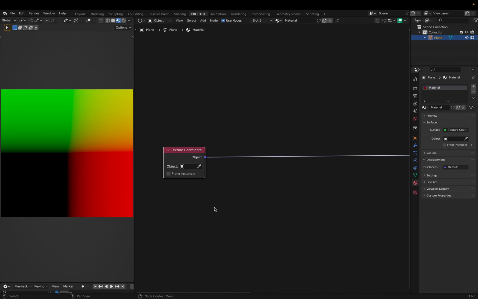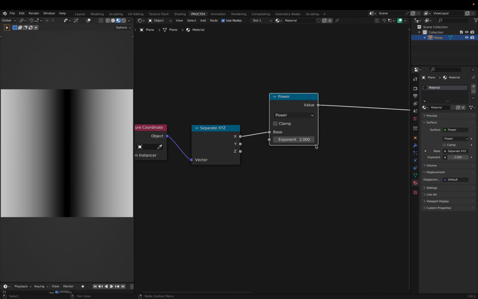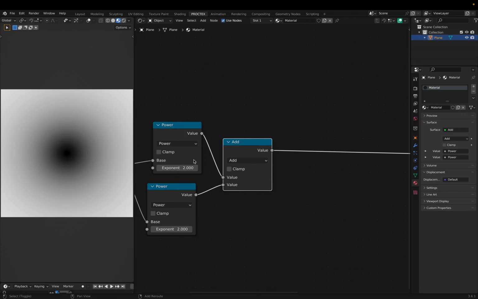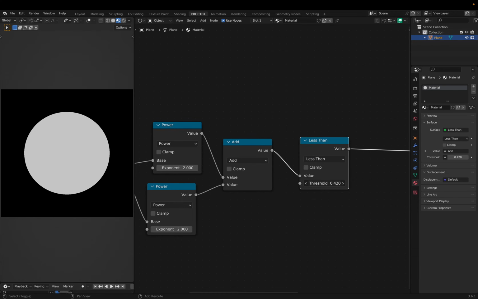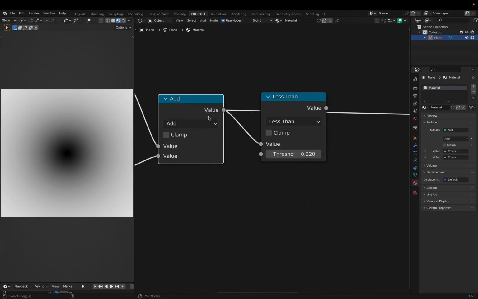There are two main ways to make a circle. Number one is the separate and add method. We're taking x squared and adding that with y squared to get this output. And then from here, we can use a less than node to get a solid circle. But one issue I have with this is that we can do it easier with only one node. And also this gradient is non-linear, it's quadratic.